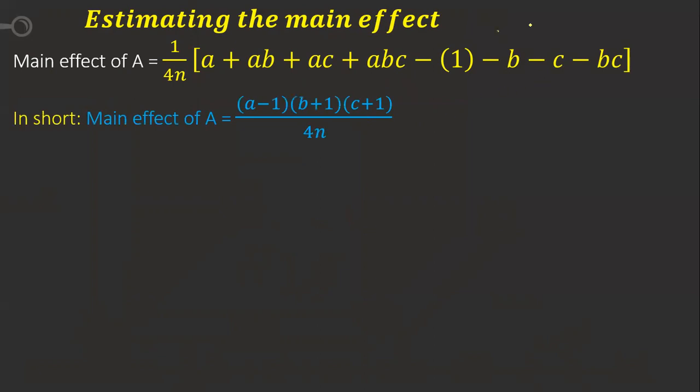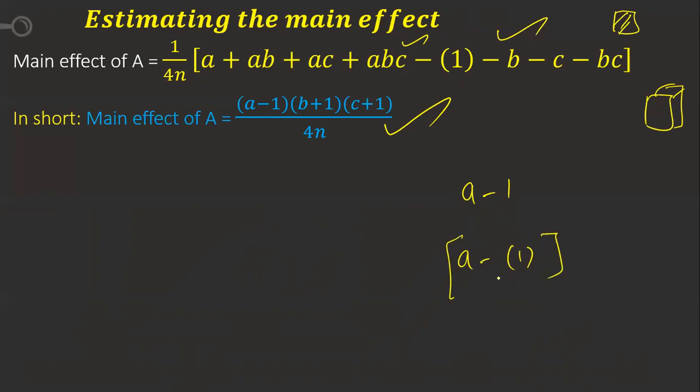Either I can remember it like this using a diagram, tabular column, or using the cube. Otherwise, the shortcut you can remember. This shortcut also you can remember. Now keep it in mind: A minus 1 means A minus within bracket 1. You have to remember this is the effect which we are going to have. Either you can remember it like this, or in the short form.